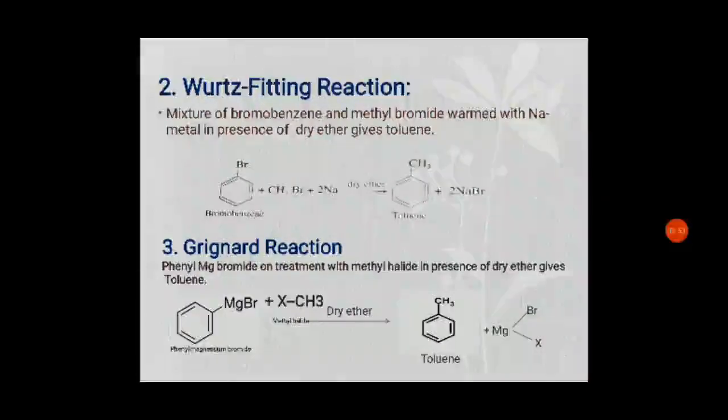So here the MgBr will leave the benzene ring, and instead of that the CH3 group will attach. The second valency of Mg will be satisfied by this halo group, the X group. Therefore we get MgBrX. Now if it were methyl Br, then we shall get magnesium dibromide here.